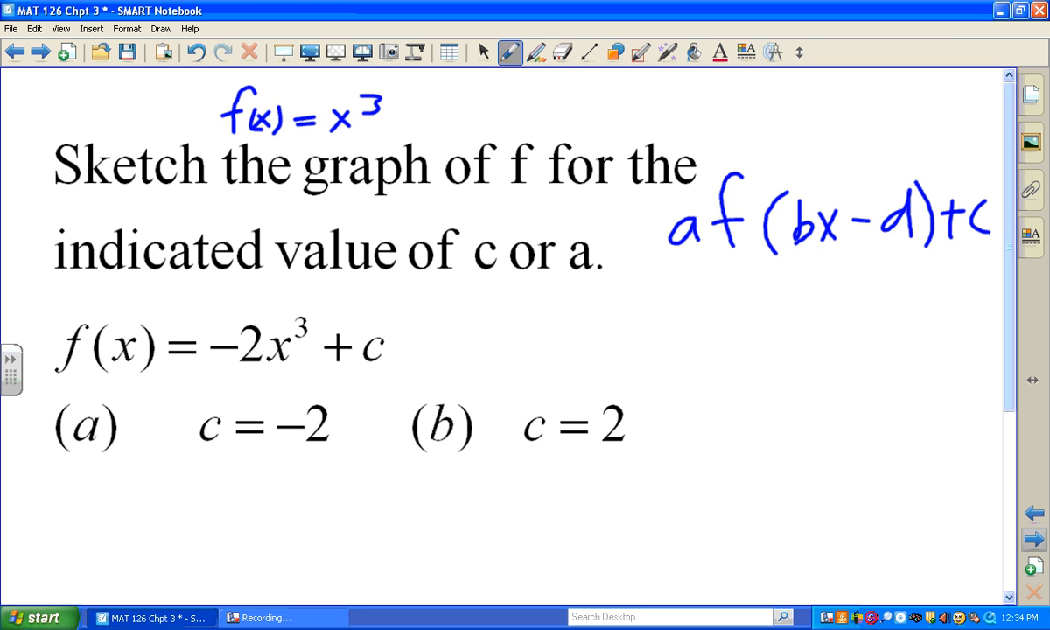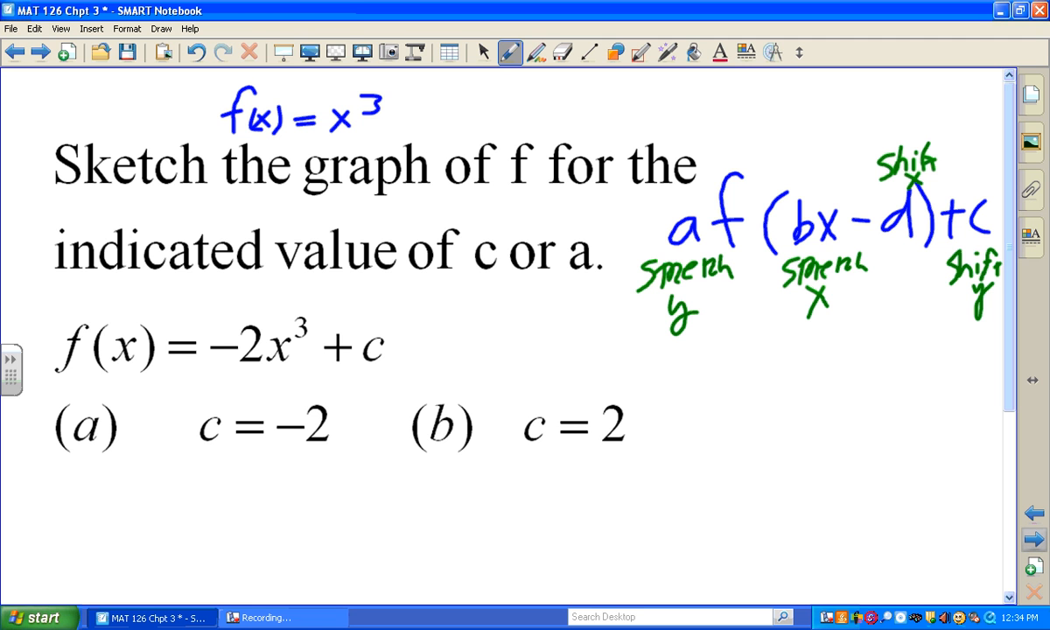What does the a do? Which one does it affect? It affects the y by stretching it. A stretch on the y. The b is a stretch on the x. Well, it affects the y a little bit also, but mainly it's the x. The d is a shift of the x, and the c is a shift of the y.